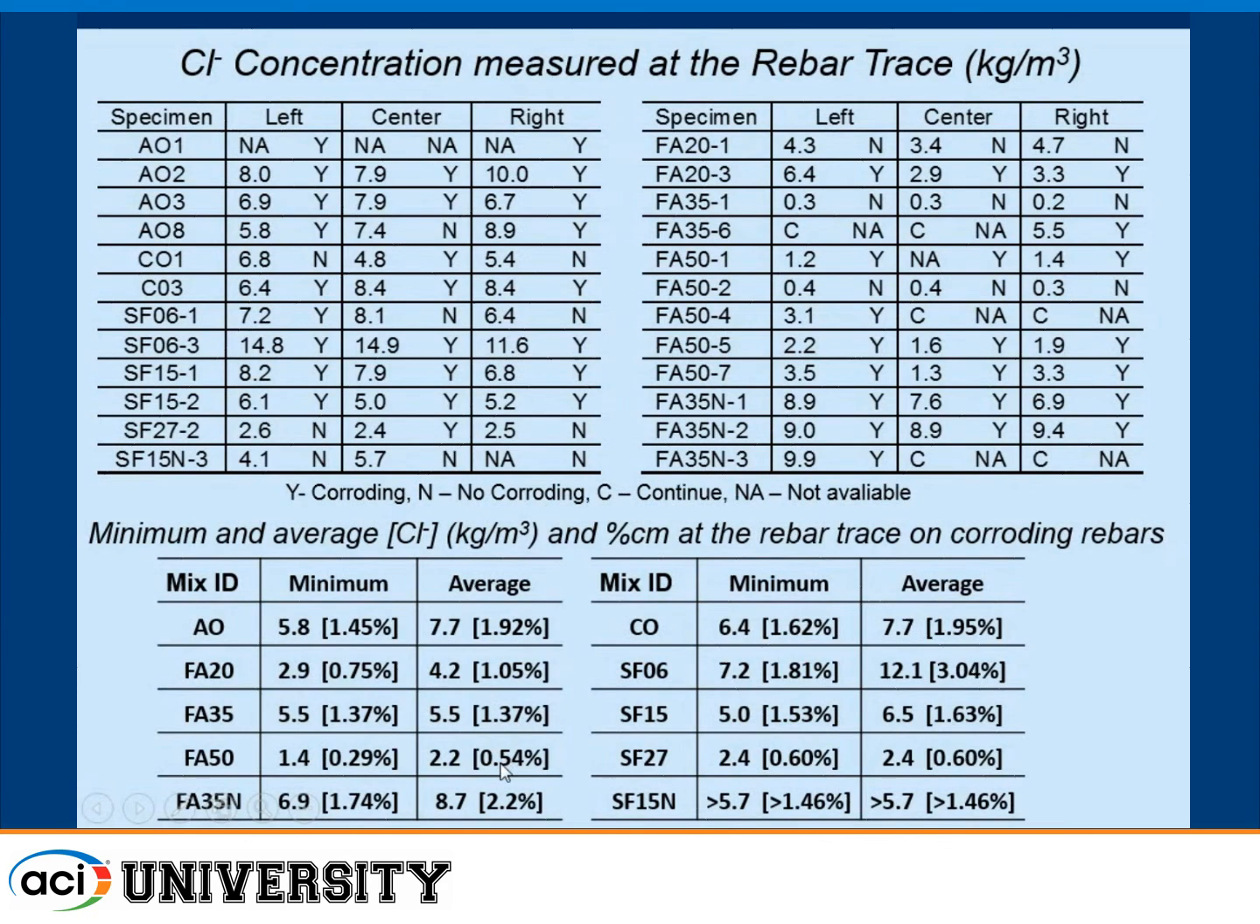For those that contained both fly ash and the calcium nitrate, the values were a little bit higher, but then again, it reached this concentration in approximately the same amount of time. For those with silica fume, the values that we observed for the minimum were a little bit larger, 1.8, 1.5, and 0.6. And interestingly, in this case, the one that contained silica fume at this level of 15% and nitrate didn't initiate corrosion, so the minimum was greater than 1.46.